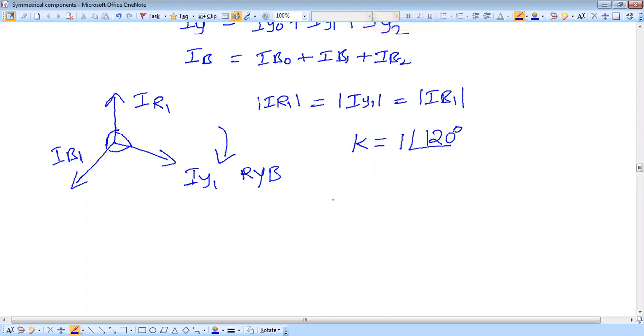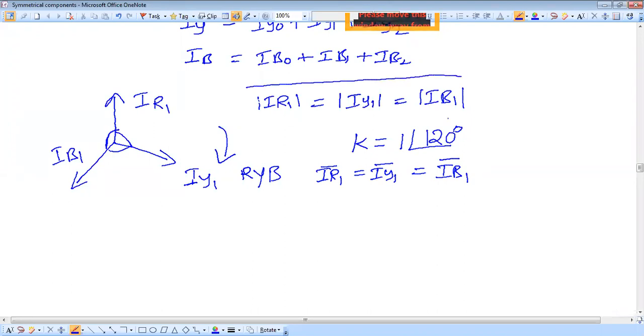Now, by using this operator K, I want to express the IY1 vector in terms of the IR1 vector, and the IB1 vector in terms of the IR1 vector. We know that here the IR1 vector is not equal to the IY1 vector, because they have some phase displacement. The magnitudes will be equal but not the vectors. Keep in mind, only the magnitudes are equal. The balanced condition means all the phases are equal in magnitude and displaced by 120 degrees.